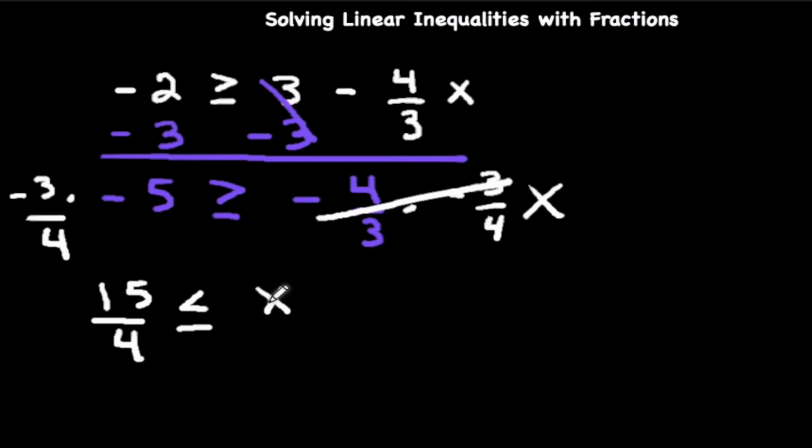And let's go ahead and place the x, or the variable x, on the left side of the inequality statement. Let's make sure that the mouth is pointed open towards the x, so that will become x is greater than or equal to 15 over 4, or like I said before, as a mixed number, 3 3/4.